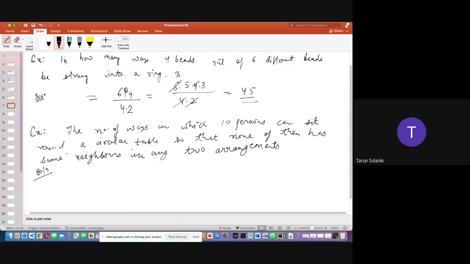Okay, so here 10 persons can sit around a table in 9 factorial ways, but here clockwise and anti-clockwise orders will give the same neighbors. So hence the required number will be half of 9 factorial. Simple.